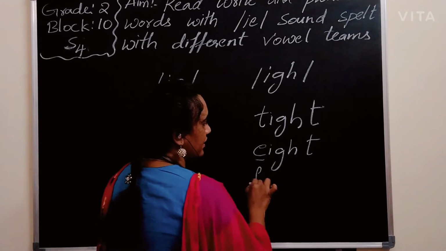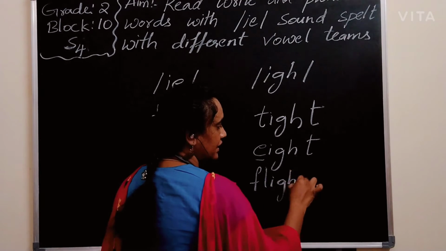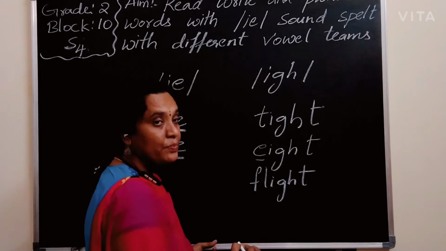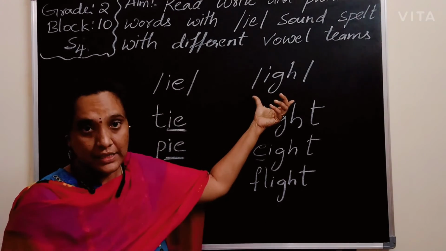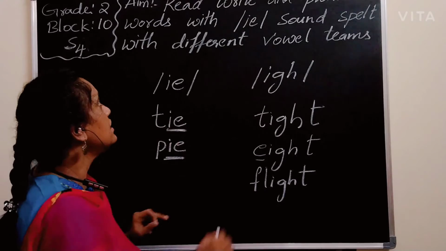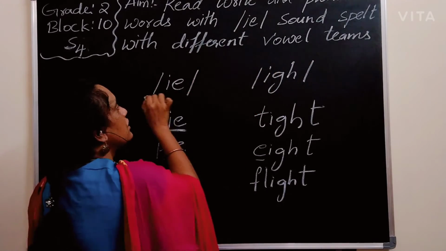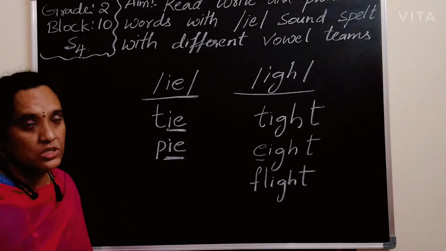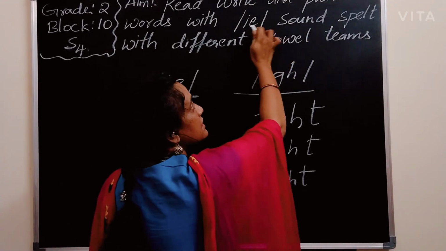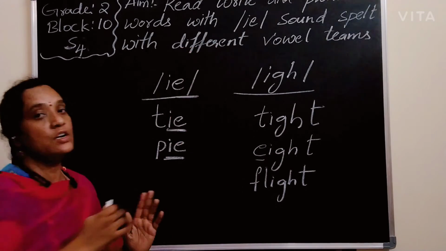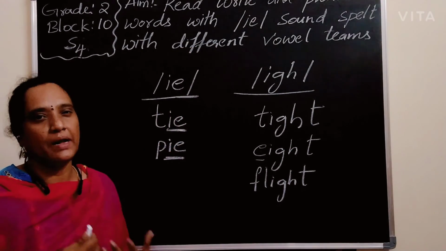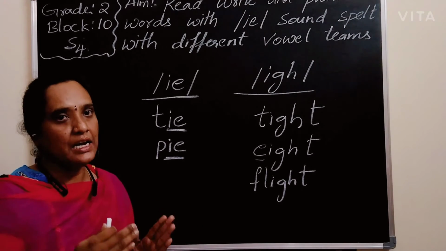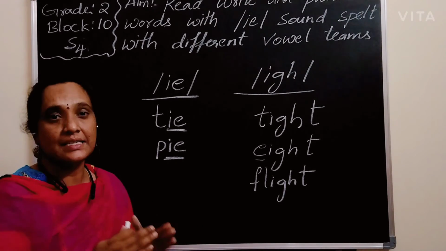Fly, flight, fly, flight. Okay. So these are the two vowel teams. We discussed different vowel teams. The different vowel teams IE and IGH are giving the same pronunciation. So the sound is the same and spelled with different vowel teams. With these two vowel teams we spell the same I sound. IGH and IE both give the vowel sound I.